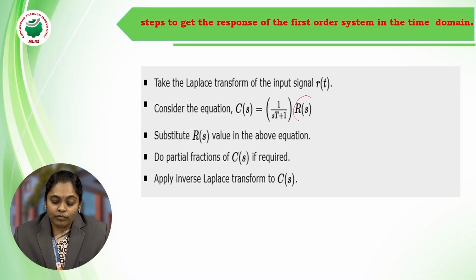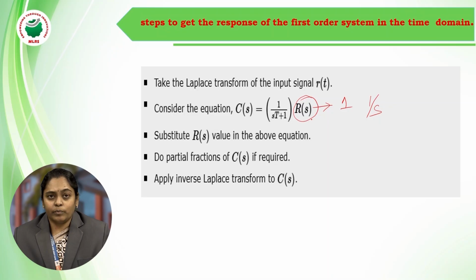Substitute this R of s value. If it is an impulse response, substitute it as 1. If it is a unit step, represent it as 1 by s. If it is parabolic, represent it as 1 by s cube. So depending upon the type of the input signal, replace this R of s value and apply the partial fraction. After applying the partial fraction, apply the inverse Laplace transform so that you get the output in the time domain.